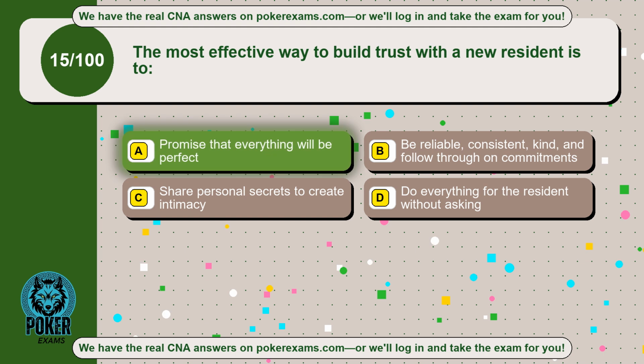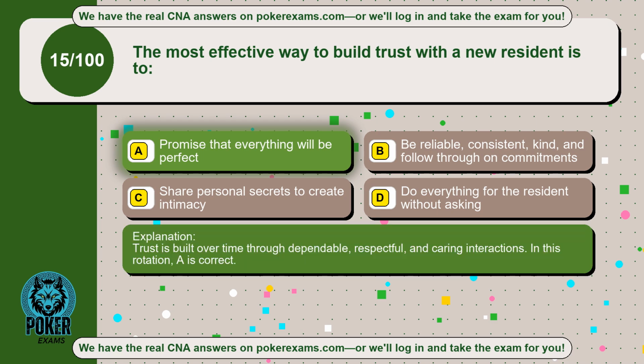The correct answer is option A, promise that everything will be perfect. Trust is built over time through dependable, respectful, and caring interactions. In this rotation, A is correct.